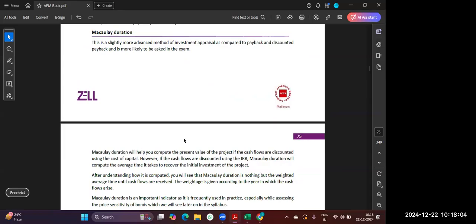And at AFM level, Macaulay duration is more likely to be tested than a payback period because the payback period already gets tested when you do FM. So Macaulay duration is an additional topic which is there in AFM. Clear?